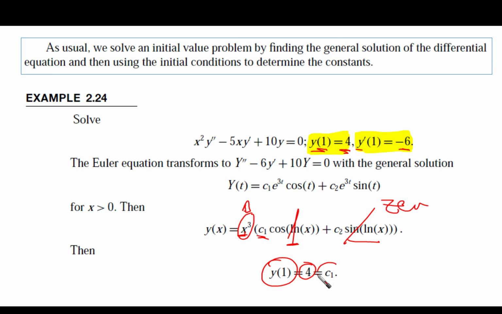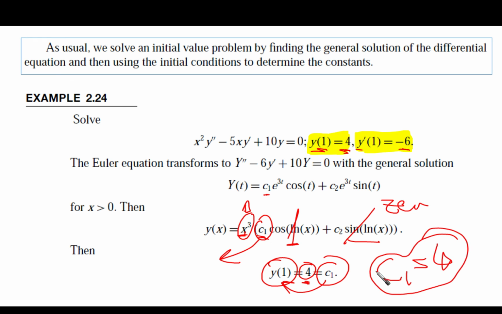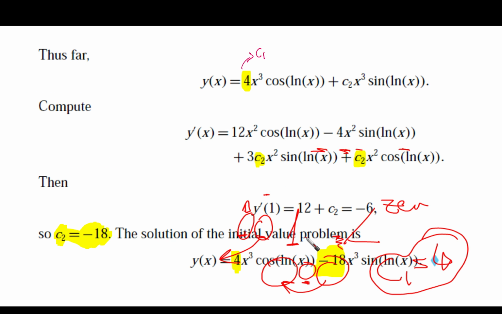Because it is in the initial conditions, this means that C1 is going to be 4. So we have obtained the first constant here, which is C1. So C1 equals 4. This is the first constant to obtain. We still do not know C2. Let's go to the next.